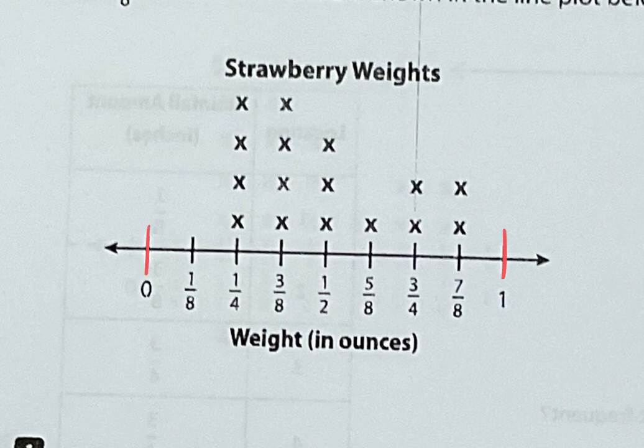First, it's 0 to 1, right? There's nothing above 1 and there's nothing below 0. Every single strawberry's weight individually is going to be within 1 ounce, okay? So it's going to be a fraction of an ounce. All right, and so now that we know our boundaries, let's look at how they've split this line plot up.